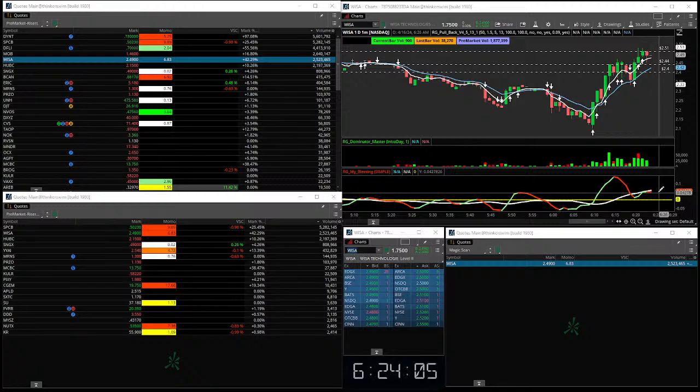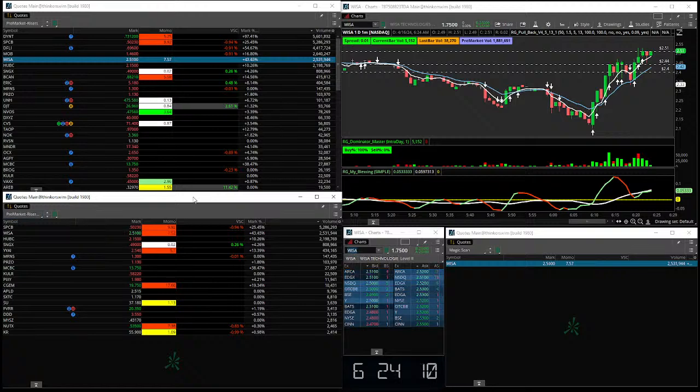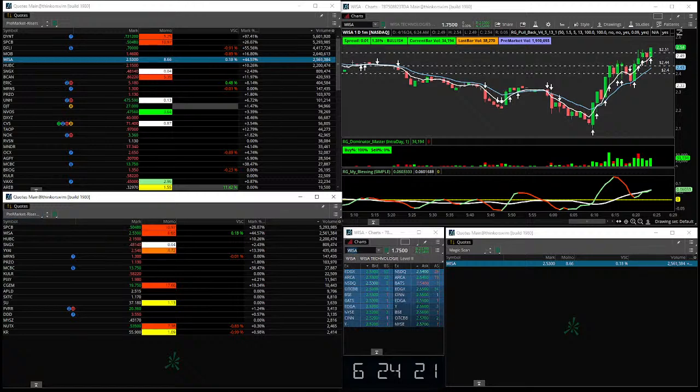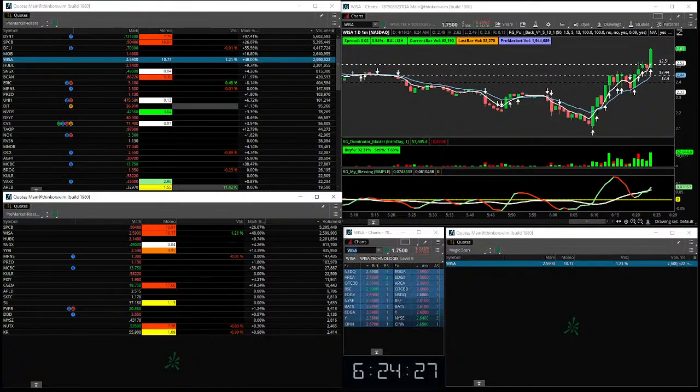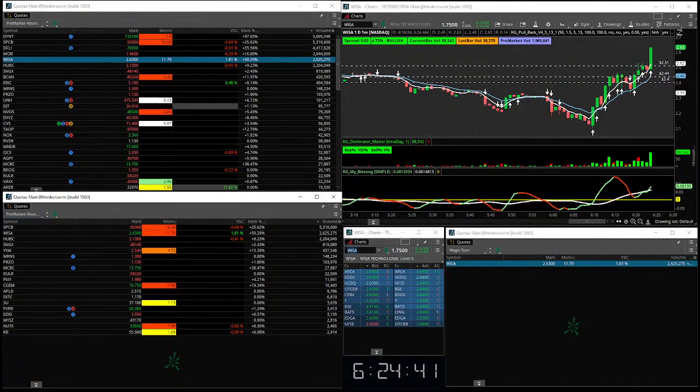Showing weakness on the blessing indicator. We are above yellow, so it's still pretty strong. Running up a little more. Nice jump up. Running a little more.